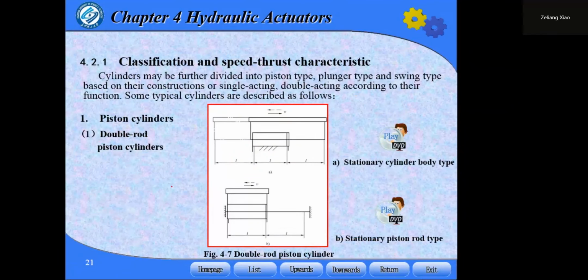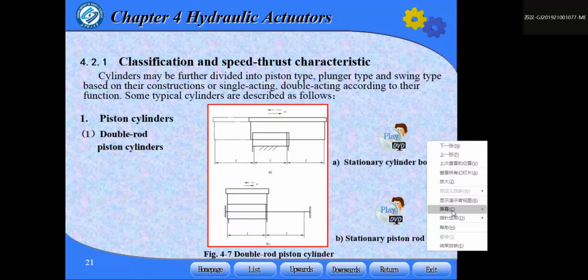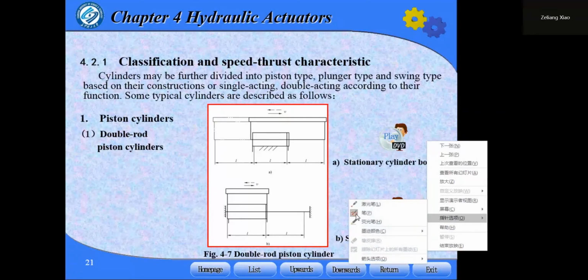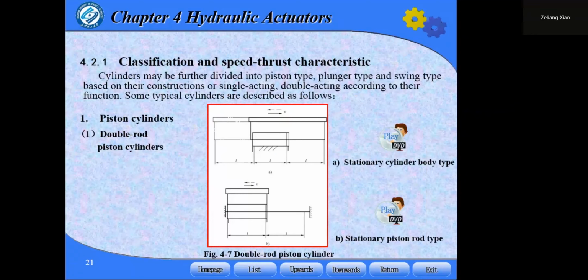Figure 4.27 is the double rod piston cylinder. What is the double rod piston? This is a stationary cylinder barrel type, and this is a stationary piston rod type.